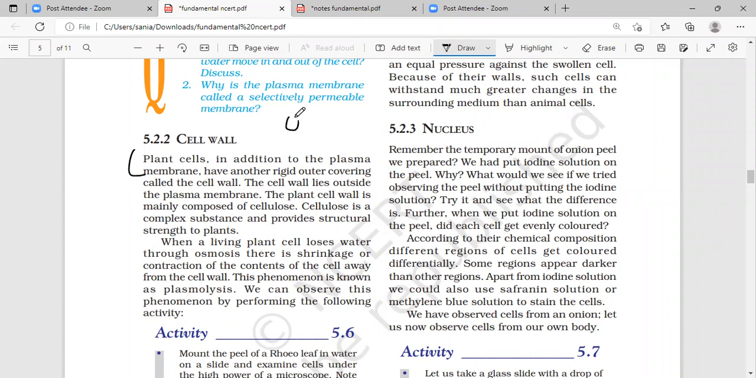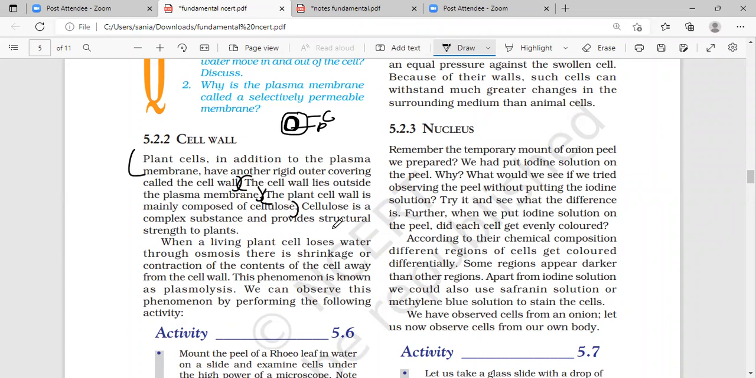See, this is the plant cell. This is your plasma membrane. And in addition to this, you have the cell wall. So the plasma membrane is inside and the cell wall is outer, right? The plant cell, in addition to the plasma membrane, has another rigid outer covering called the cell wall. So the cell wall lies outside the plasma membrane. The plant cell wall is mainly composed of cellulose and sometimes chitin.